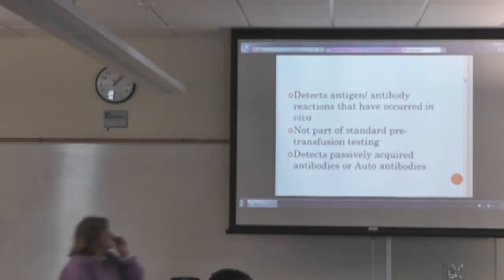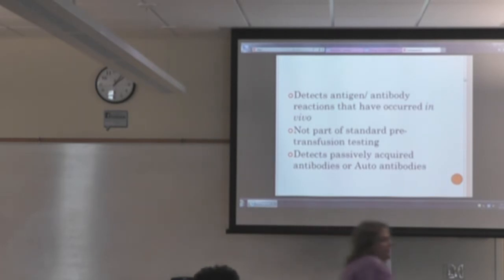Okay, so the purpose of the direct antiglobulin test is it detects antigen-antibody reactions on the cell surface, and it detects what has happened in vivo. So what has happened in the patient's body. We want to do as little manipulation as possible, because all the manipulation that we do could influence the reactions that you find, and you want to know, is this happening in my test tube or is this happening in the patient's body? Because it makes a big, big difference what you're going to do as far as an investigation of the positive direct Coombs.